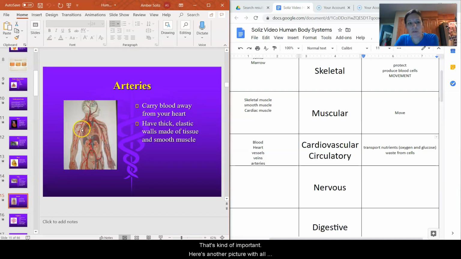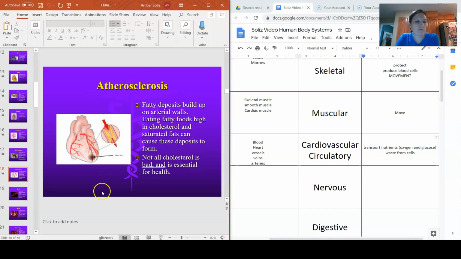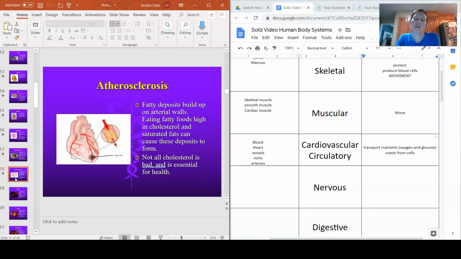All right, here's another picture with all the blue and red, and you can see it just runs. Now, capillaries are the really, really tiny ones. Like if you've ever scraped your skin and you've seen little bitty blood droplets, those are capillaries. Blood pressure has to do with how your blood is pumping through your blood vessels.